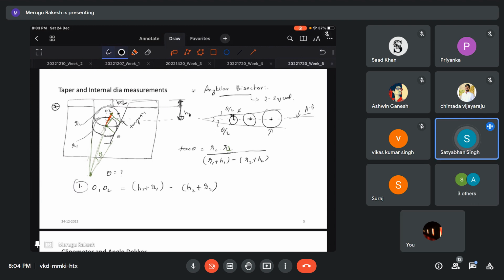Sir, how does that expression tan theta equal to R2 minus R1 arrive upon? Yeah, I will discuss. Sir, O1, O2 is not vertical. I think they are not vertical, they are lying on this line.